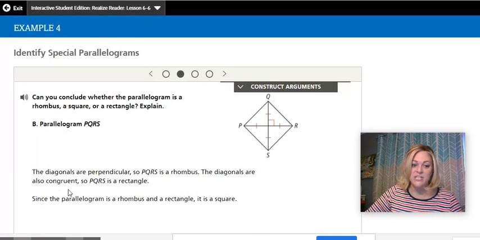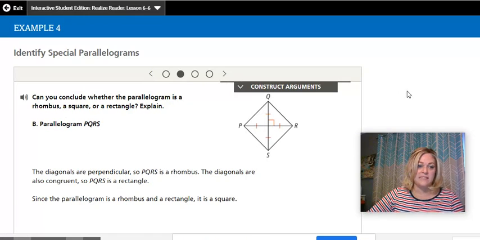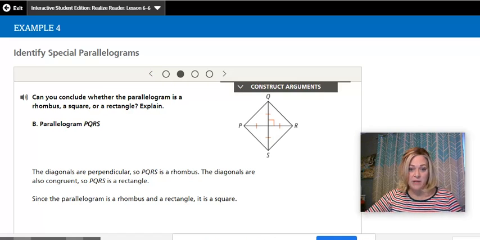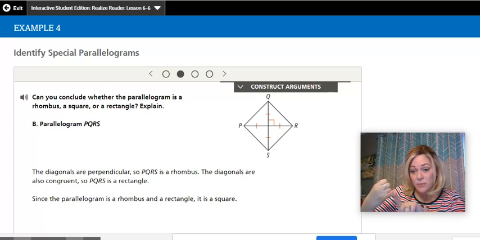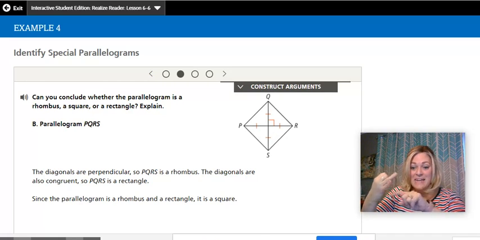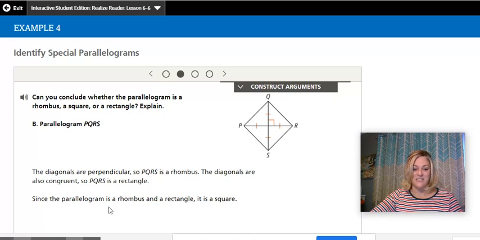In this problem, I actually already opened the solution for you. It says, can you conclude whether the parallelogram is a rhombus, square, or rectangle? So it is a parallelogram. And notice the diagonals are bisecting each other, and those tick marks say that they're all congruent. So the diagonals are congruent, which means it's a rectangle. The diagonals are intersecting at a 90-degree angle, which means it's a rhombus. So if you have a rectangle and a rhombus, that's actually a square. And how could you justify it? It says it right here, and it is in fact a square.